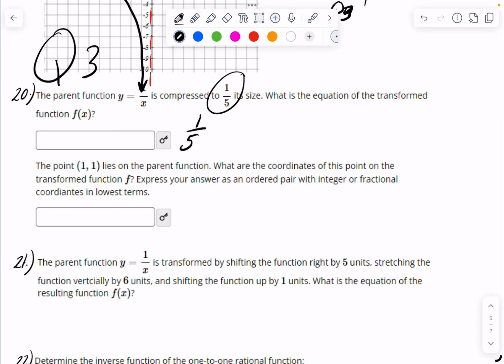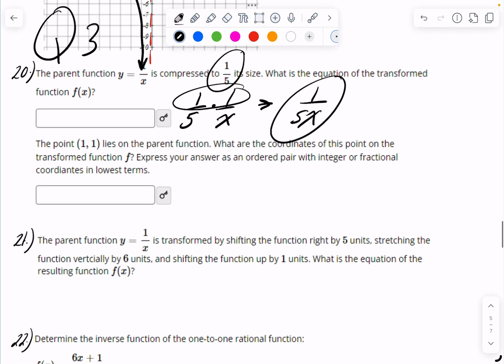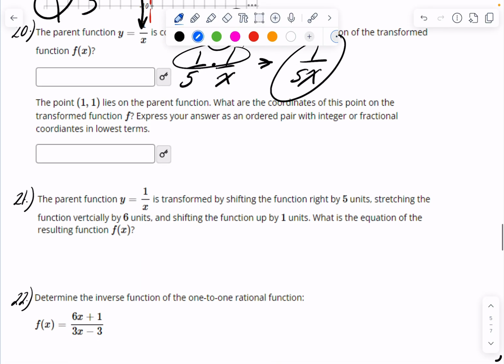So that'd be 1/5 times 1 over x, which then simplifies to be 1 over 5x. We multiply straight across. So that would be the equation. And it says what happens to the point 1, 1. Stretch and compressions only go to our y value. So what times our y value by 1/5?